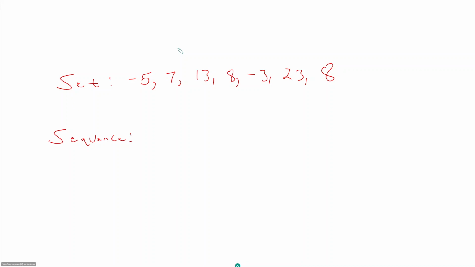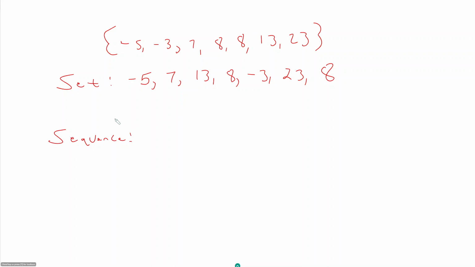So if I want to move these numbers around, for example, I can do that. I usually prefer to do that because I like arranging my numbers in ascending order. So if I wanted to arrange this set of numbers as -5, -3, 7, 8, then the other 8, then 13, then 23, I could do that and there'd be no problem with doing that.